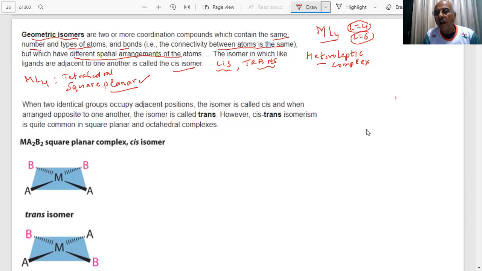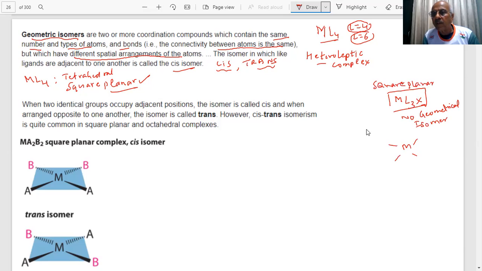Supposing I have L3X, that means X is different, L is different. In this case, we know no geometrical isomers are possible. You can try to write down how, because if it is square planar, students, I'm saying square planar. What will happen? This is square planar. You put 3L. Okay, let me put 3L.